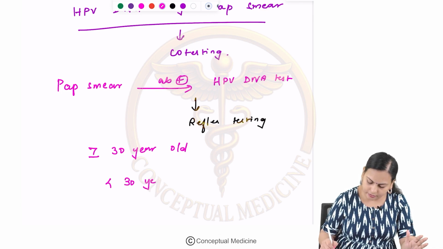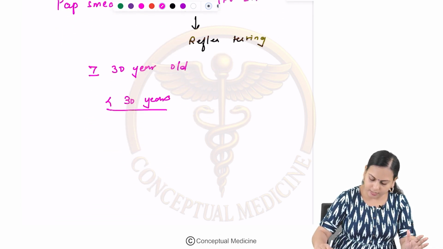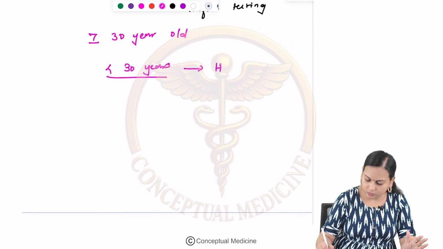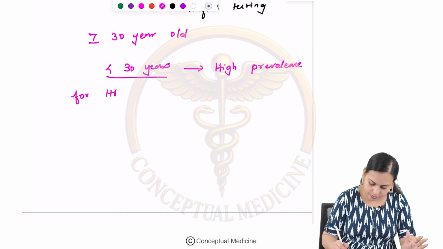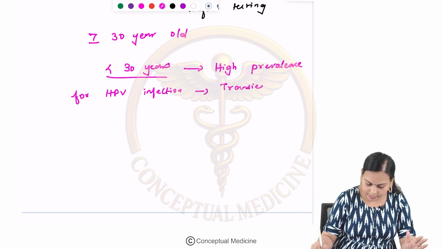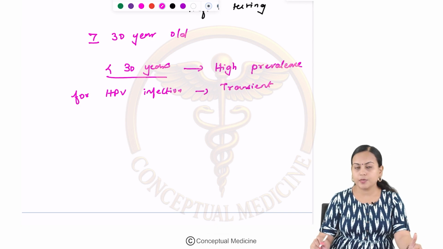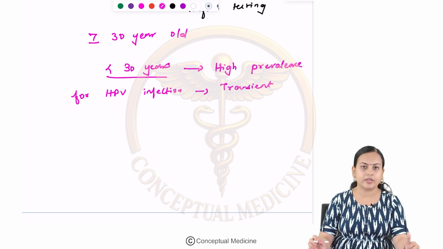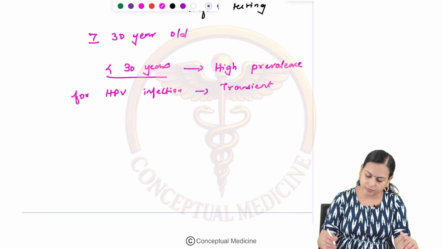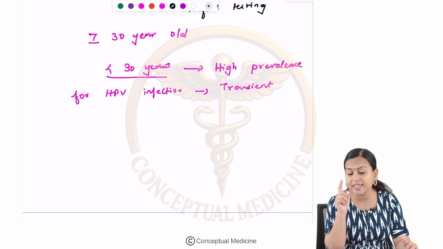Mostly HPV DNA is offered to women more than or equal to 30 years old. If the patient is less than 30 years, you have to know there is a high prevalence of HPV infection which is transient, and it should be used as a primary screening also. Clear? That means HPV DNA can be used as a primary screening.